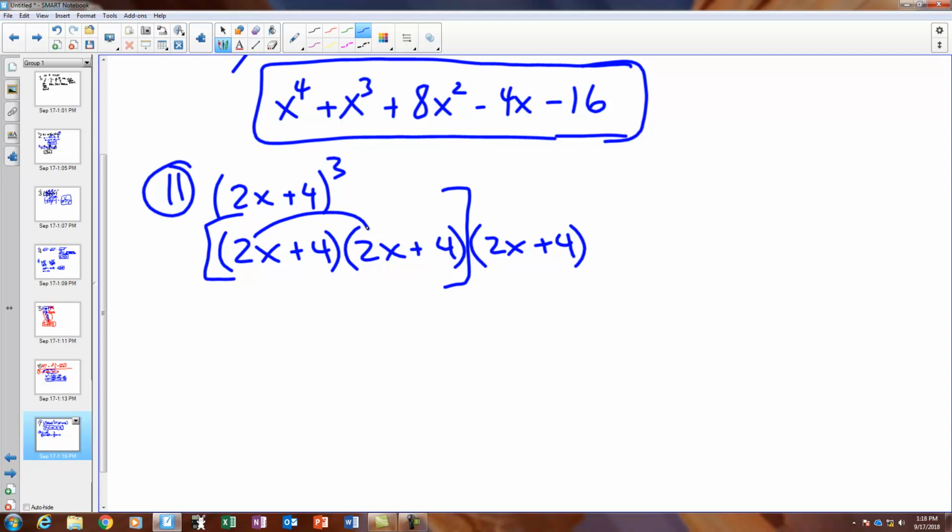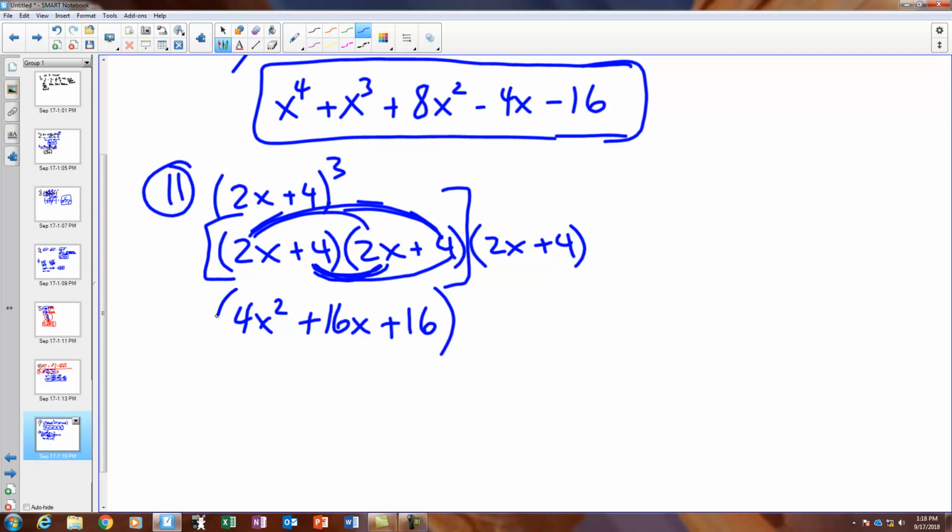If I distribute, I'm going to get 4x squared. Then I'm going to get 8x, but I'm going to get the same 8x here, so I'm going to write plus 16x. Because you get this 8x and this 8x, we know that's going to be 16x. And then the last step would be plus 16. That still needs to be distributed one more time by 2x plus 4.